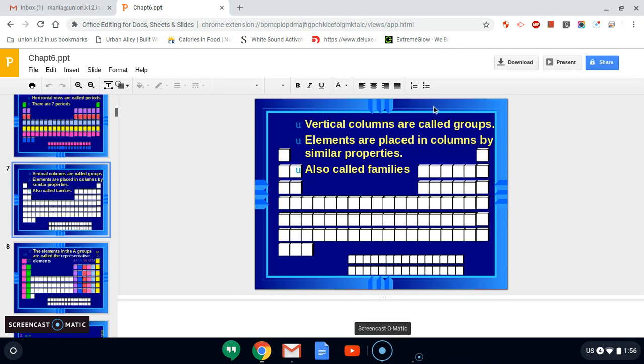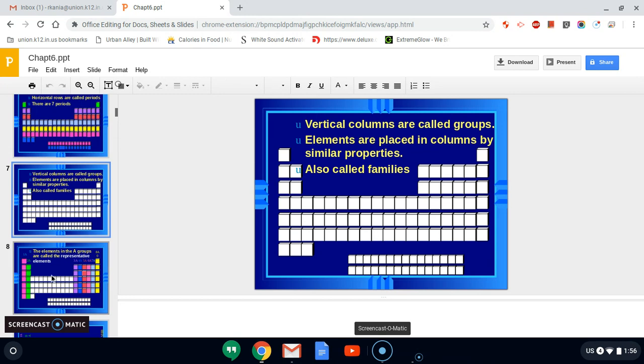These are called groups. Sometimes these are also called families, because families, whether you like it or not, all act alike. Everything in this first group right here acts alike. Everything in this group acts alike, in this group acts alike, in this group, and especially in this group, they all act alike. So we call them families. So this could be family 1 and family 2, family 18, and all this other kind of stuff.